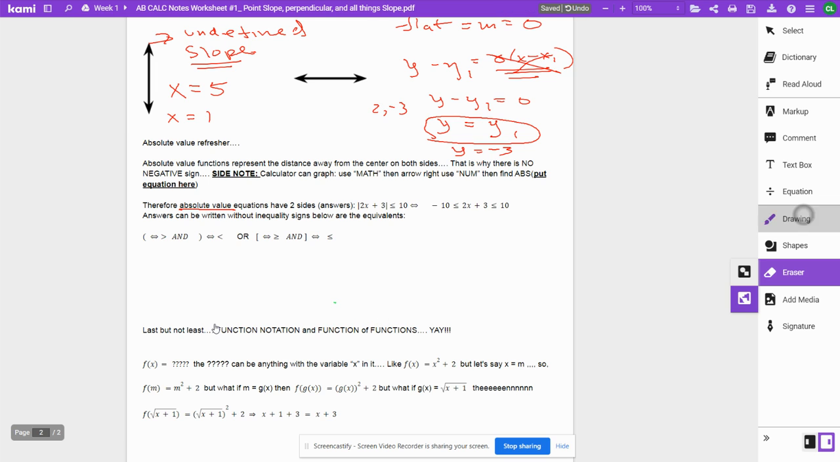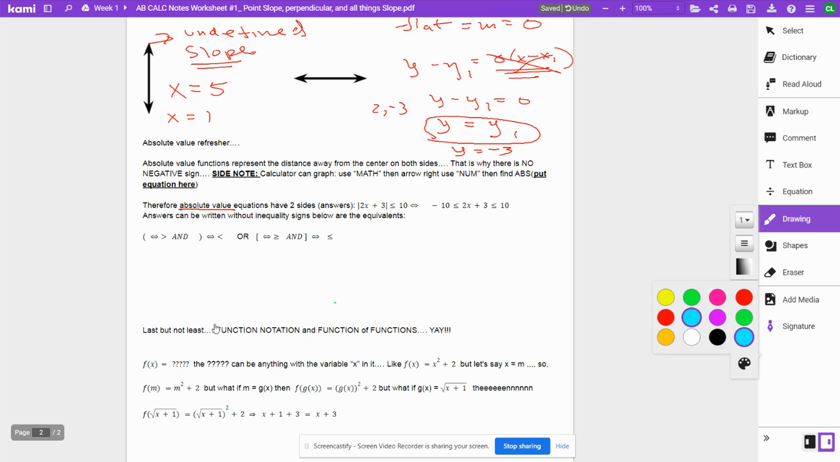Okay, so when we're dealing with this absolute value piece here, we end up with 2 equations, right? We end up with 2x plus 3, let's go backwards. Can I backspace that? No, I can't. Control Z. Plus 3 is less than or equal to 10. And then we got 2x plus 3 is less than or equal to negative 10. Those are my 2 equations.